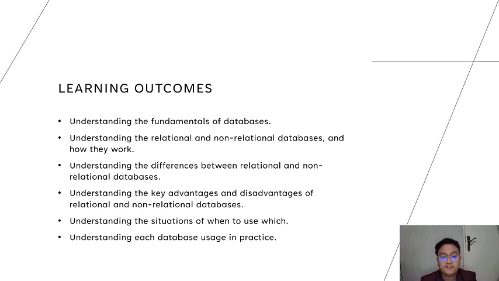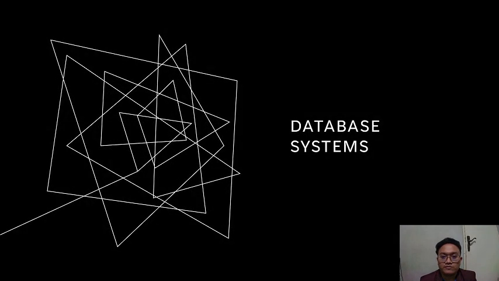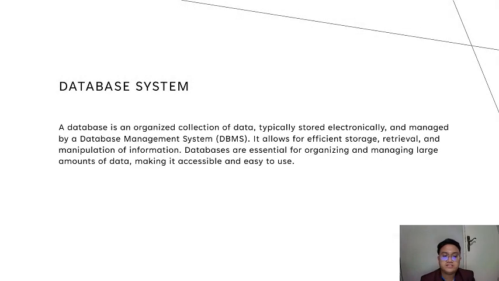Okay, without further ado, let's start with the first section, which is database systems in general. A database is an organized collection of data, typically stored electronically and managed by a database management system, or DBMS. It allows for efficient storage, retrieval, and manipulation of information. Databases are essential for organizing and managing large amounts of data, making them accessible and easy to use.